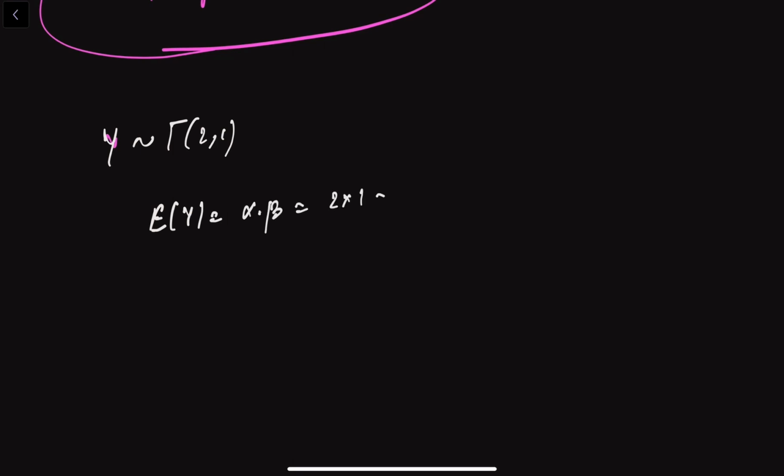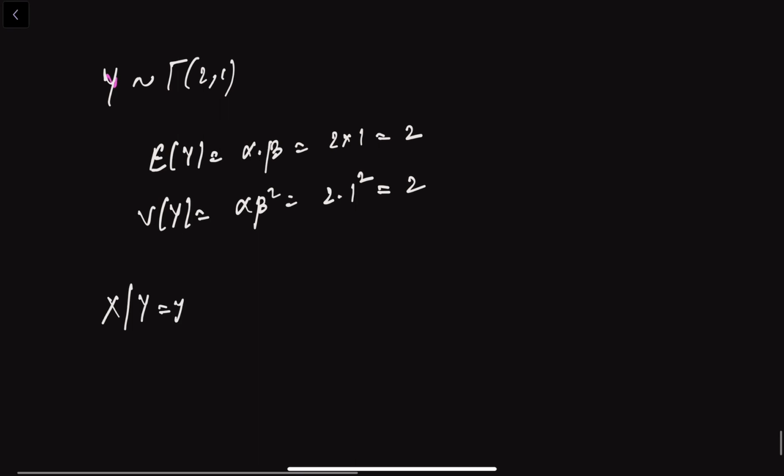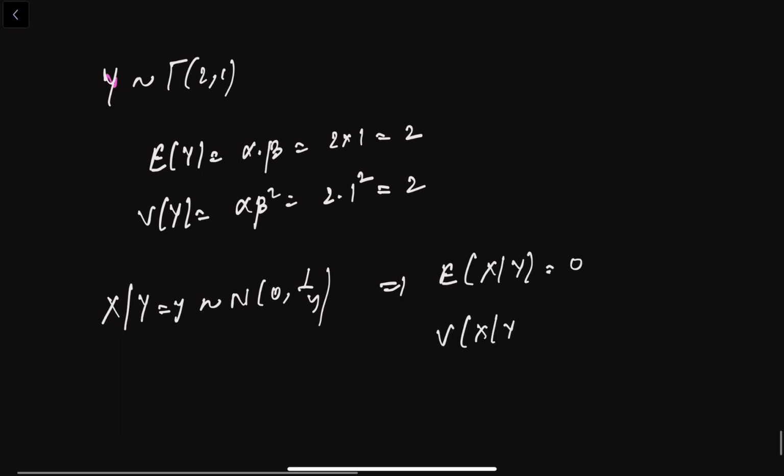So if y follows gamma(2, 1), the expectation of y is alpha times beta, which is 2 into 1, which is 2. The variance of y is alpha beta squared, which is 2 into 1 squared, which is 2 again. And x given y equals y follows normal(0, 1 by y), which means the expectation of x given y is 0 and the variance of x given y is 1 by y.